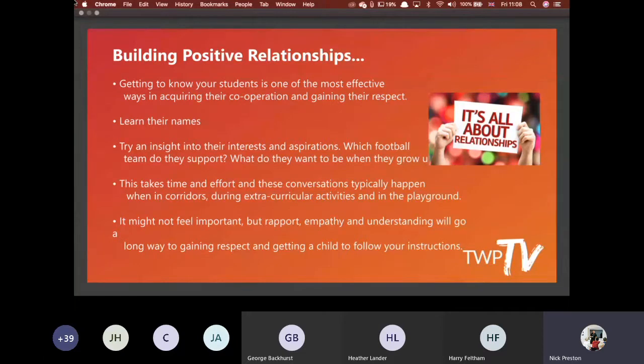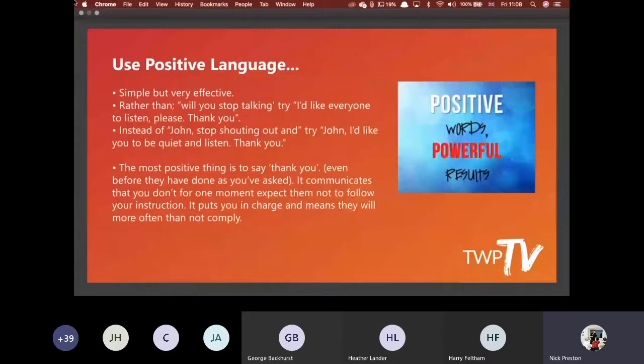Then we're going to move to the next one: your words will reflect what you say. It's really important that the way you're talking and working with your groups uses positive words. It's really simple. Instead of highlighting the negative, like "Will you stop talking?", we need to highlight the positive: "I'd like everyone to listen sensibly. Thank you." We've got please in there, we've got thank you in there.